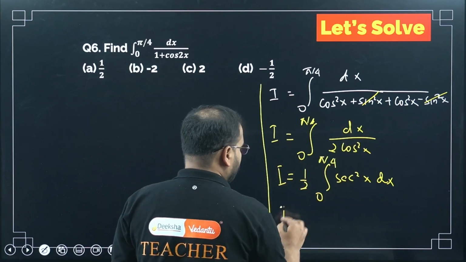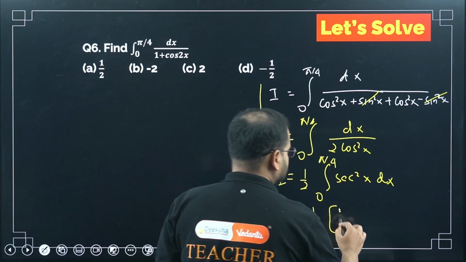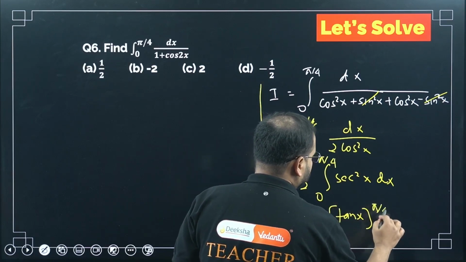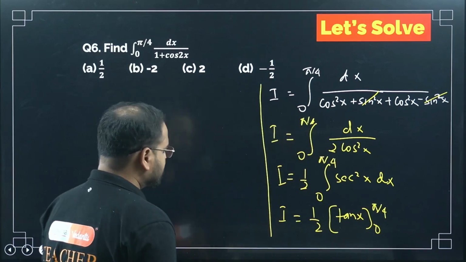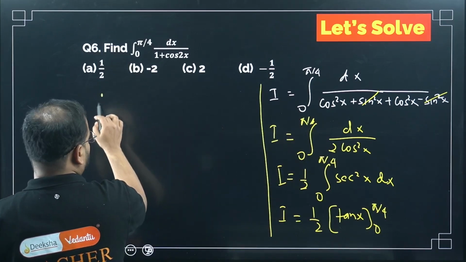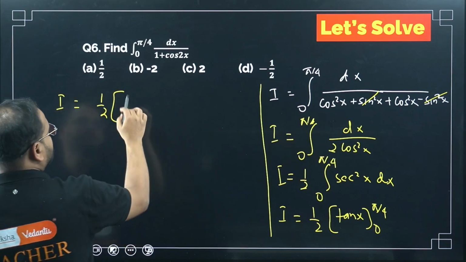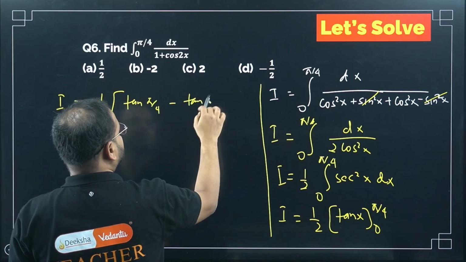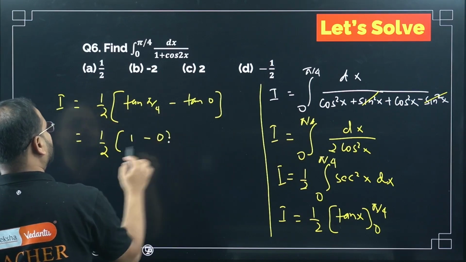My answer for this will be 1 by 2 outside, and the integral of sec square x is simply tan x, from 0 to pi by 4. Substitute pi by 4 for the upper limit. My integral I is nothing but 1 by 2 times tan of pi by 4 minus tan of 0. Okay, sir, this is very, very simple. This is 1 minus 0. How much is the answer?